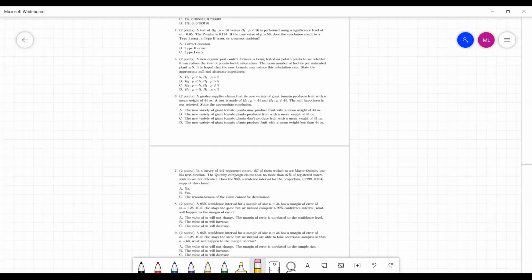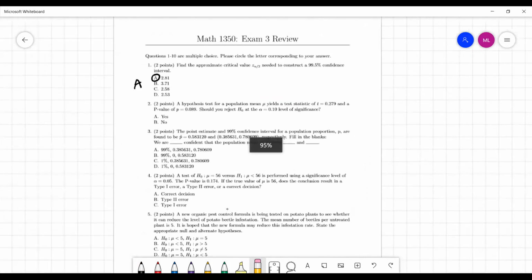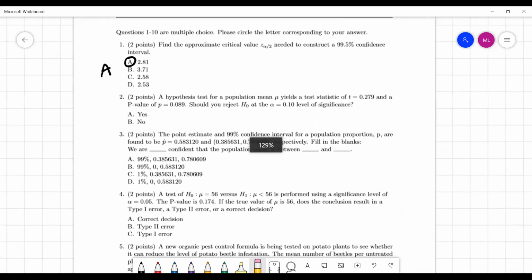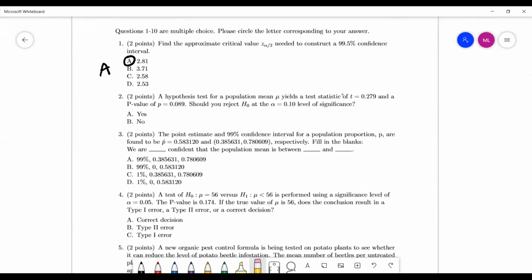Okay. Problem number 2. A hypothesis test for a population mean, mu, yields a test statistic of t equals 0.279 and a p-value of p equals 0.089. Should you reject H0 at the alpha equals 0.1 level of significance? Well, in this case, there's a bunch of extra information given. We don't actually need the test statistic here. We can ignore that entirely and get rid of it.